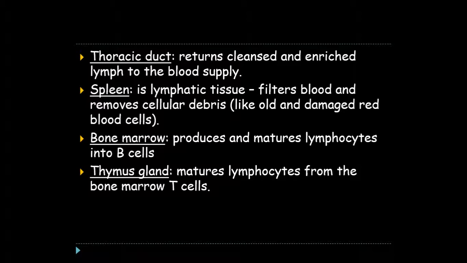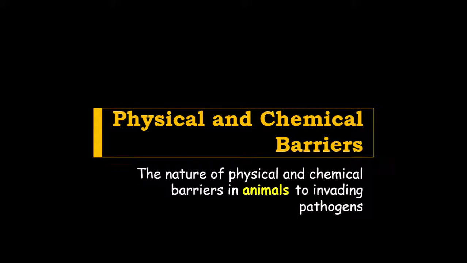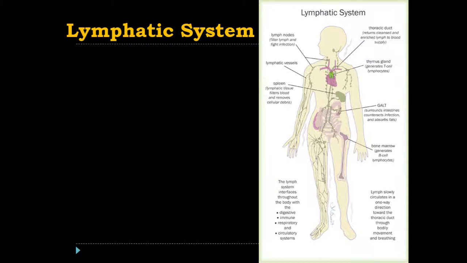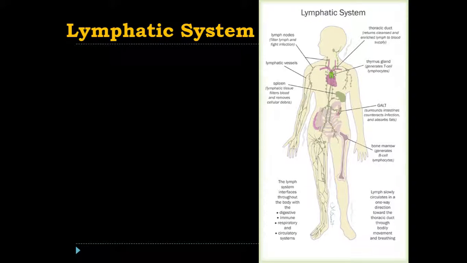So to quickly summarize, if we go back up, we need to know the physical and chemical barriers in animals, and the lymphatic system is really important. It came up, I think, last year on the exam, so definitely make sure you go through and you know where the different parts of the lymphatic system are, and you summarize the role that these parts play in fighting a pathogen or an infection.